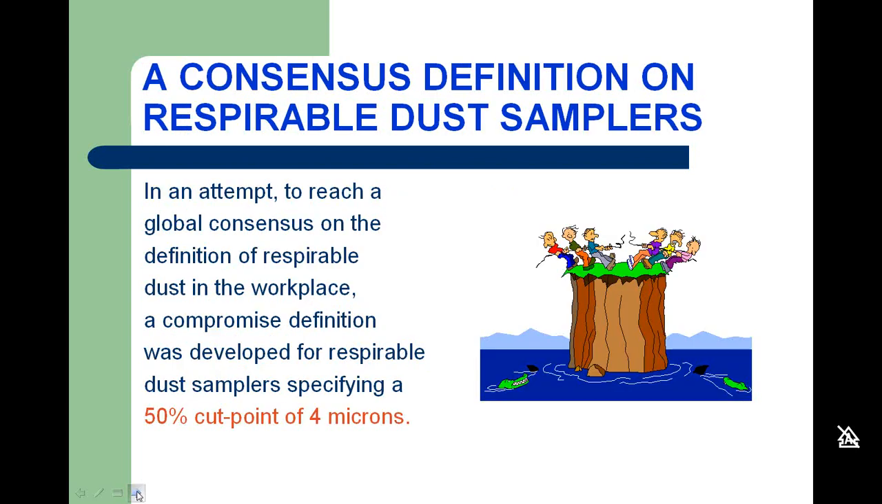In an attempt to reach global consensus in the occupational hygiene community, a compromise definition for respirable dust samplers was developed in the 1990s, specifying a 50% cut point of 4 microns. At this time, most global occupational hygiene organizations and standard-setting bodies have adopted this specification, and U.S. OSHA is attempting to do the same.